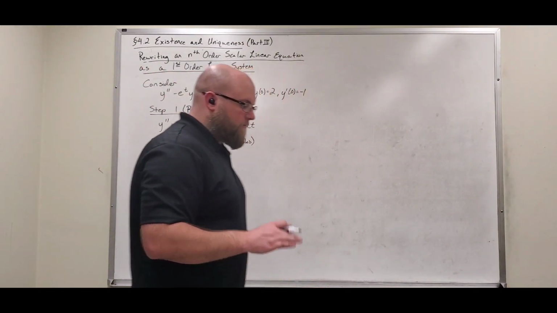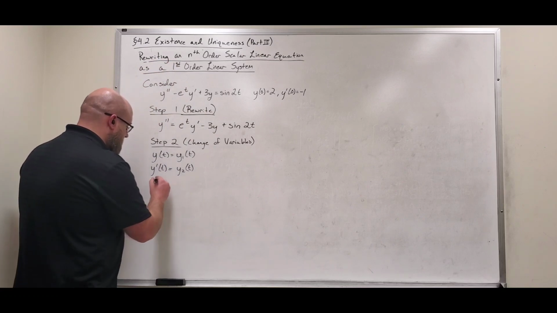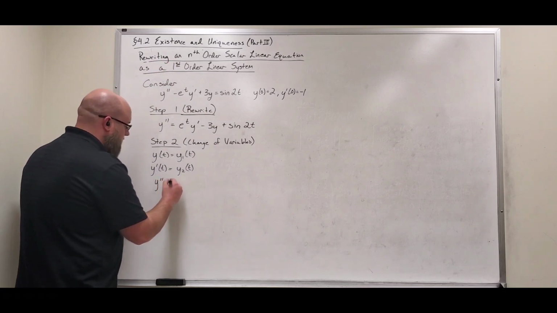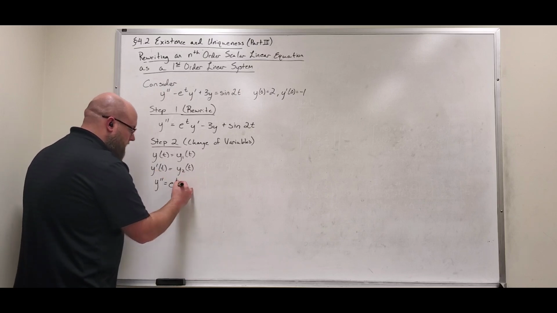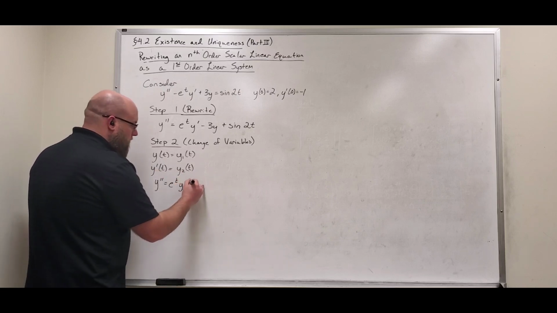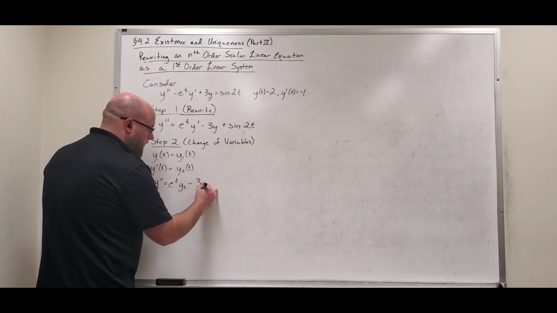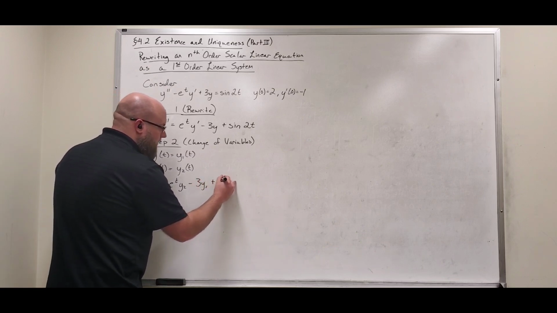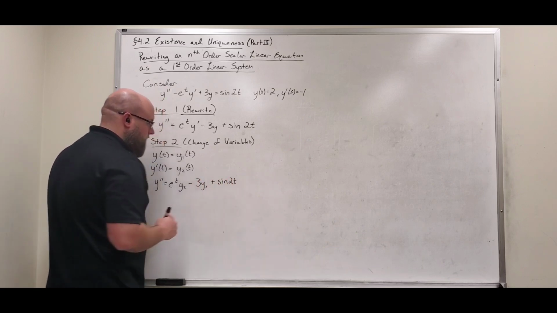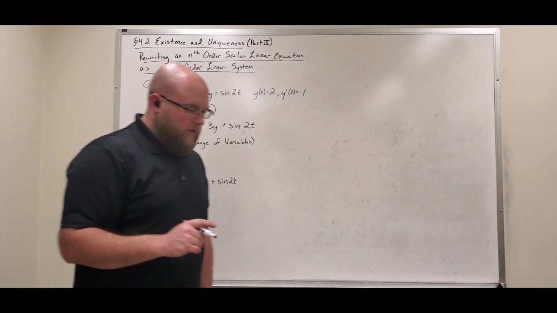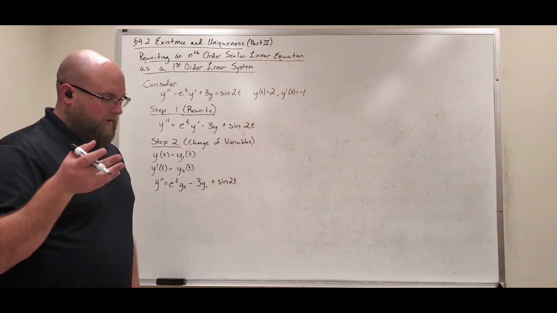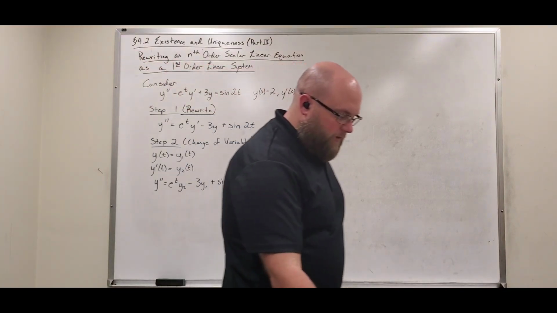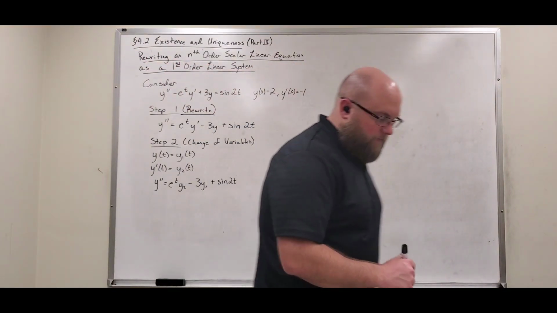That would mean, when we rewrite this, this becomes y double prime is equal to e to the t y prime, which is now y2, minus 3y1 plus sine of 2t. Okay? So that's our first step. And now, we just rewrite it as an equivalent linear system. Okay? So that's our next step.